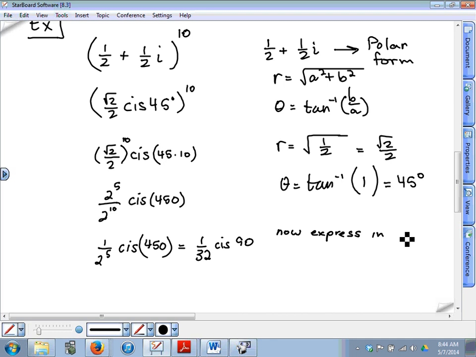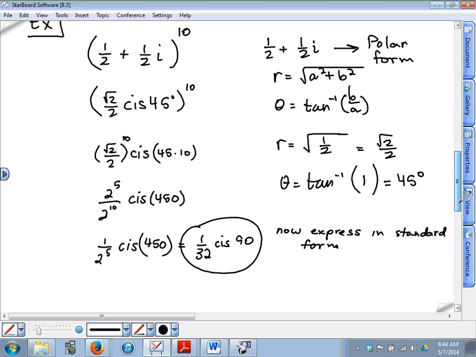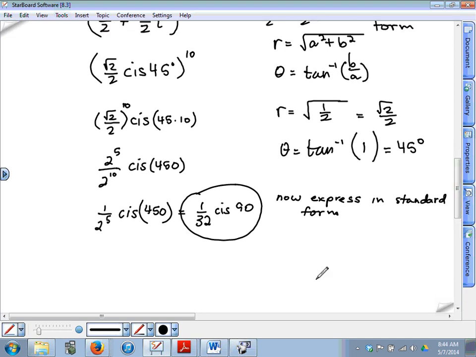Now express in standard form. So we had to go to polar form to actually evaluate the 10th power, but now we need to express our answer in standard form. This technically is the answer. That's correct. It's not incorrect, but it's in polar form. Since we started in standard form, we ought to end in standard form. So, 1/32 cis 90. What the heck do we do with that?